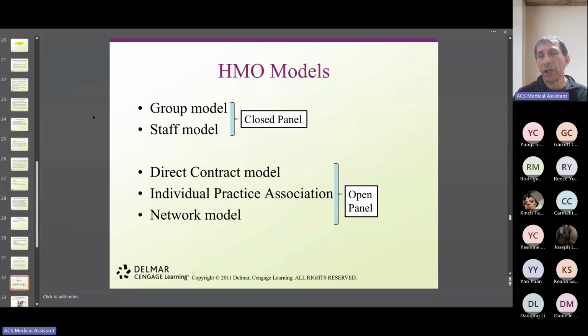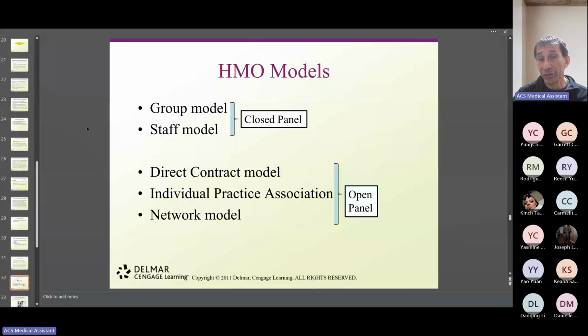For the closed panel, we're going to have the group model and the staff model. And for the open panel, we're going to have the direct contract model, the individual practice association, and the network model. We're going to talk about them so we can get a little understanding. You will not be asked about these closed or open panels, but it's a good thing that you understand what they mean. Who's paying, who is reimbursing directly?